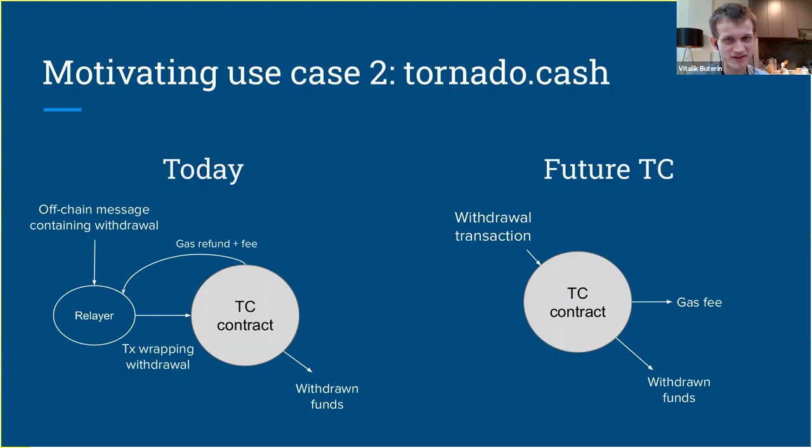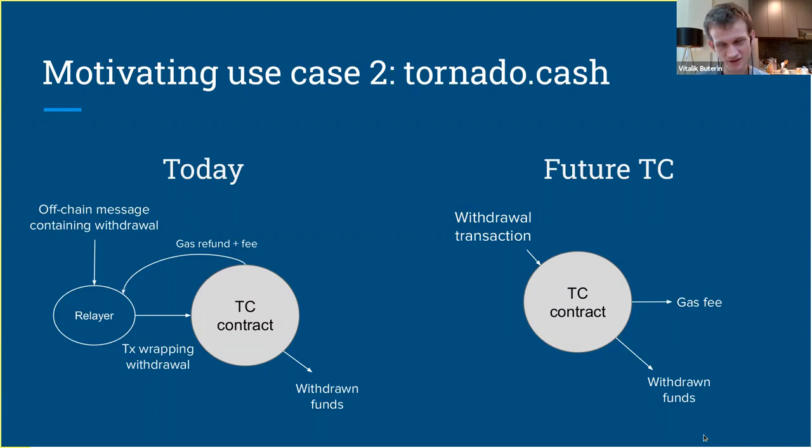So Tornado Cash with account abstraction is much simpler, right? It basically says you have your withdrawal transaction, you push it into the Tornado contract, and then the Tornado contract verifies the SNARK, and verifying the SNARK is the validity condition. And if the validity condition passes, then some ETH comes out, part of it pays the gas, and part of it is withdrawn funds, right?